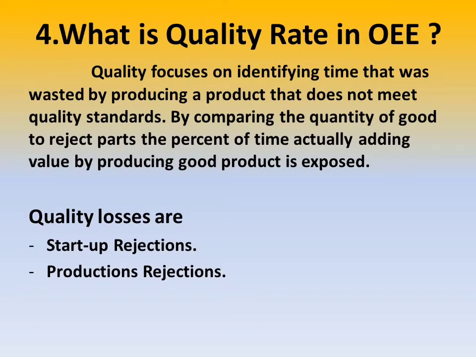What is quality rate in OEE? Quality focuses on identifying time that was wasted by producing a product that does not meet quality standards. By comparing the quantity of good to reject parts, we see the percentage of time actually adding value by producing good product. The major quality losses are product rejection and production rejection.